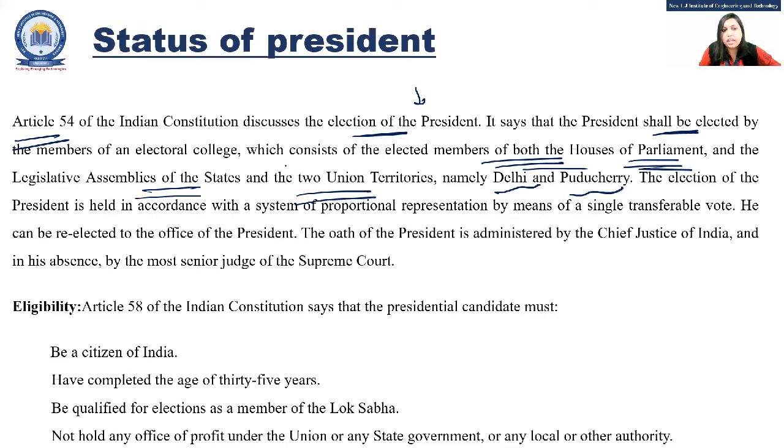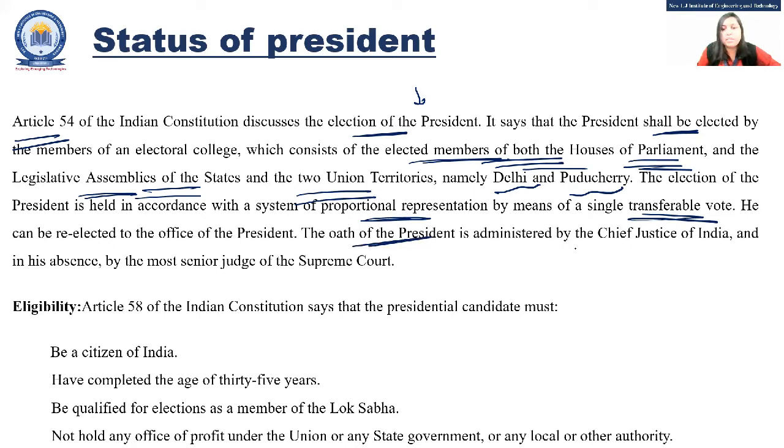So we can see here, basically the election of the president consists of elected members of both the houses, also the legislative assemblies of the states and two union territories, Delhi and Puducherry. Here it's a system of proportional representation by a single transferable vote. That is how he's elected.